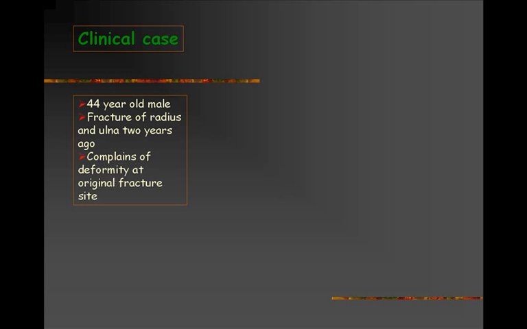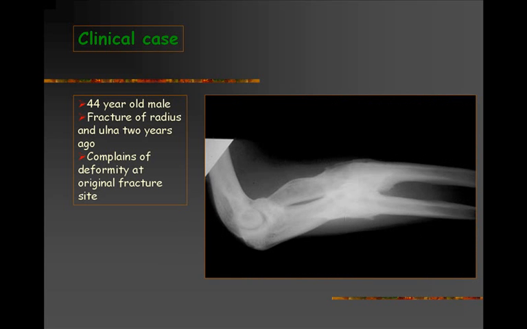The next case is of a 44-year-old male who sustained a fracture of the radius and ulna 2 years ago and went through lengthy treatments elsewhere. The patient presented to our clinic with the complaints of deformity at the original fracture site and restricted movements. The X-ray of this patient's forearm is shown here.